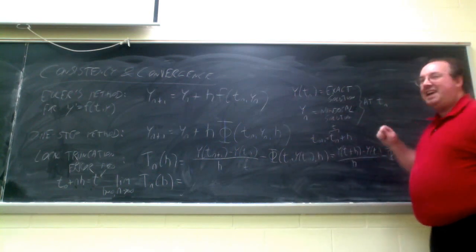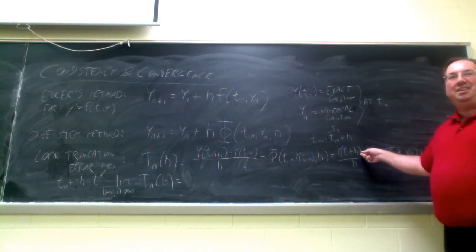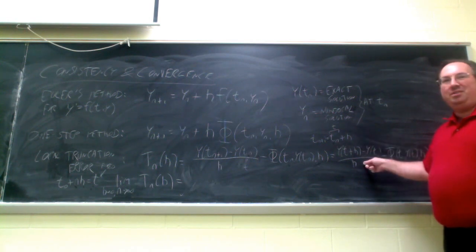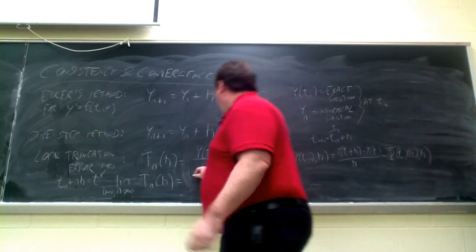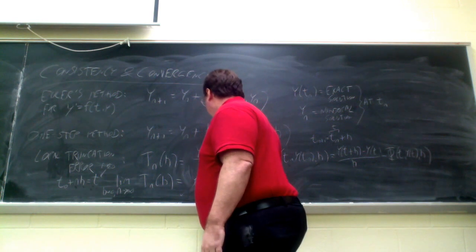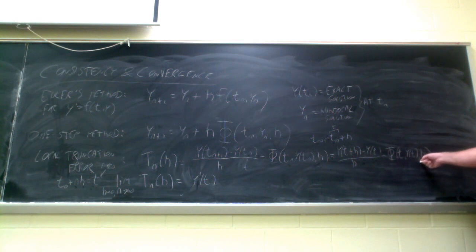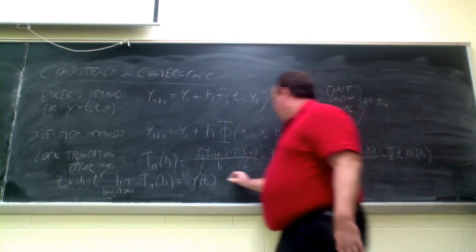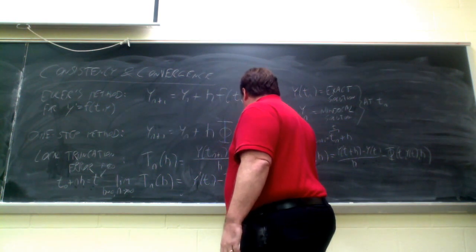Yeah, because it's 0 over 0, and then the definition of derivative. Yeah. So we have y prime of t over here, and then this, we don't know what this is, but we're just taking a limit as h goes to 0, so we're just going to have phi of t, y of t, and 0.